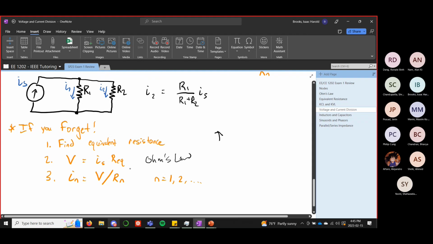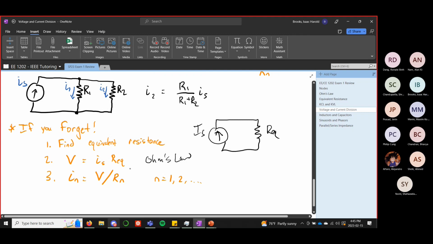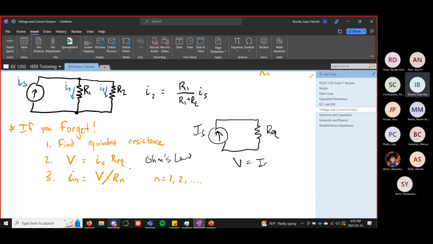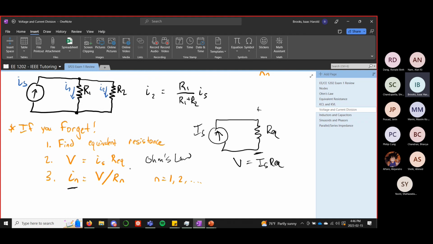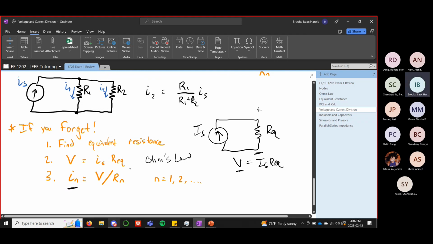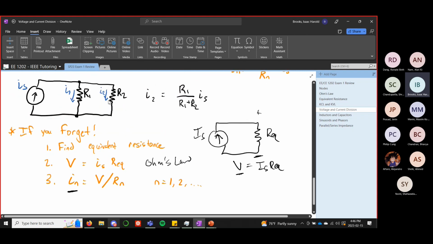Once you've got it as an equivalent resistance and your current source, then you can find the voltage by doing V equals IS times REQ. And then once you have this voltage across this network of parallel resistors, you know the voltage across each of them individually. It's all the same because they're in parallel. Then you can find the nth current by doing this voltage divided by the nth resistor. So this will come up probably every once in a while.